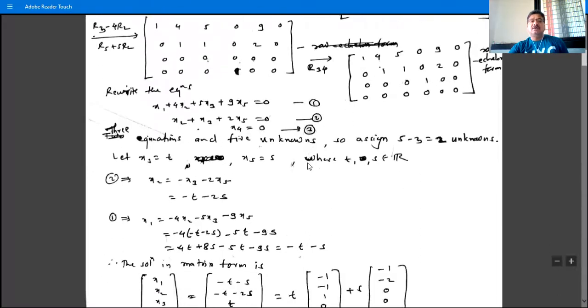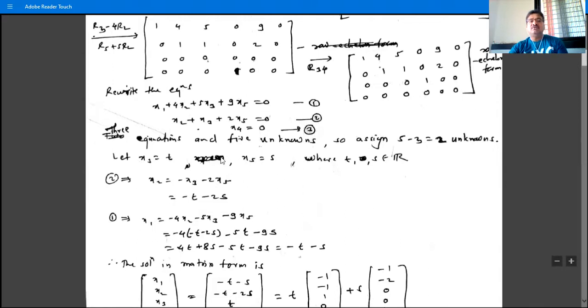And so here we have 3 equations in this system. There are 3 equations and 5 unknowns. The unknowns are x1, x2, x3, x4, x5. And so we assign 5 minus 3, that is equal to 2 unknowns. We already have x4 as 0. So we assign the remaining unknowns. So we assign x3 and x5. Suppose x3 is t and x5 is s.